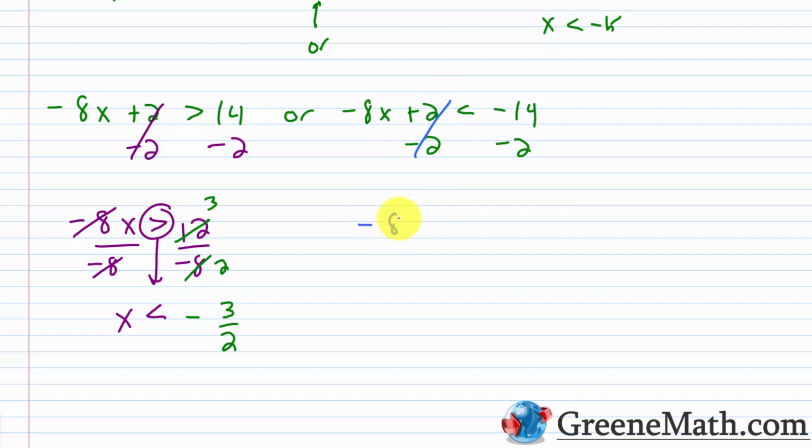I will have negative 8x is less than negative 14 minus 2, which is negative 16. Divide both sides by negative 8, so this will cancel with this. And what I'll have is x, and I've got to flip this, is greater than negative 16 over negative 8, which is 2. So x is less than negative 3 halves, or x is greater than 2.